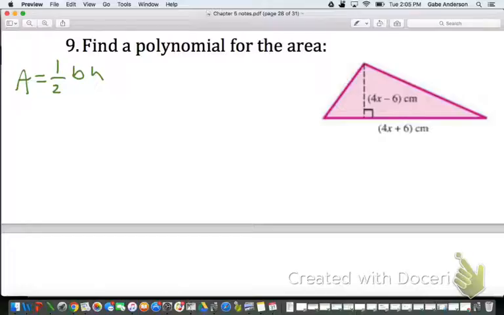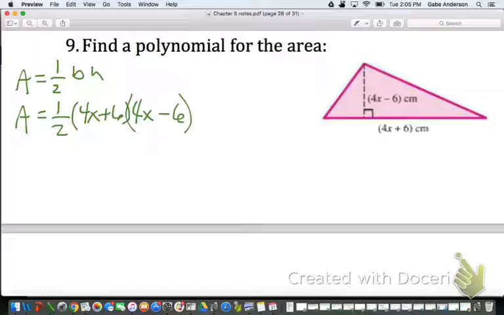That'll make it not a fraction for the whole thing. Okay, so the base and the height are listed up there as 4x plus 6 and 4x minus 6. So for our triangle here, we're going to write area equals 1/2 times 4x plus 6 times 4x minus 6. The two polynomials are what types of polynomials? They're binomials, that's right. And so when you're multiplying two binomials together, we FOIL. So 4x times 4x is 16x squared.